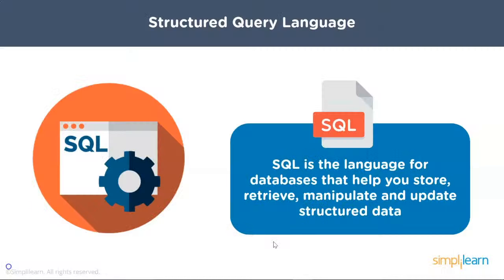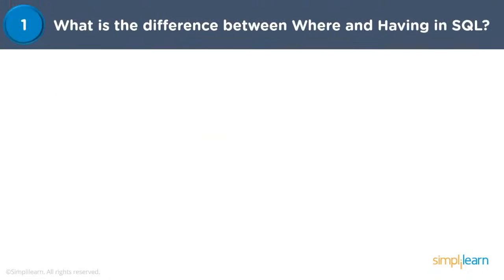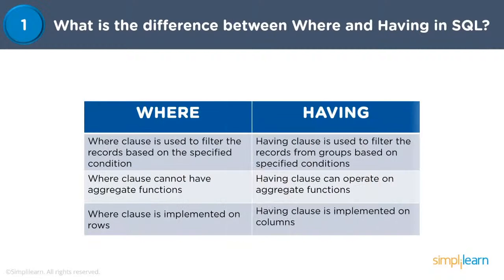Alright. And with that, let's move on to our first question on SQL. Okay. So our question is, what is the difference between where and having clause in SQL? So where clause is used to filter the records based on the specified condition, while the having clause is used to filter the records from groups based on specified conditions.